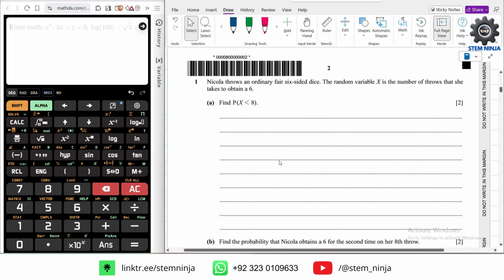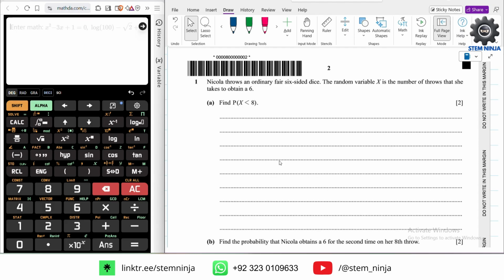Question number 1. Nicola throws an ordinary fair six-sided dice. The random variable x is the number of throws that she takes to obtain a 6. Find P(x less than or equal to 8).